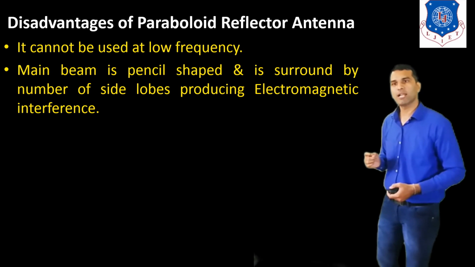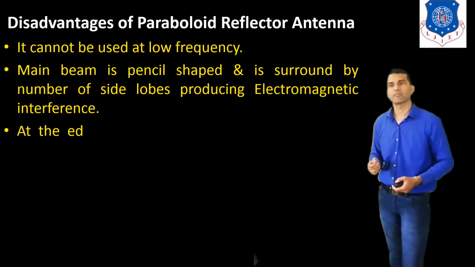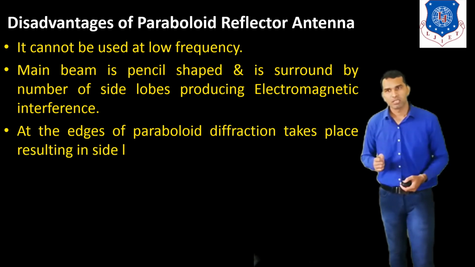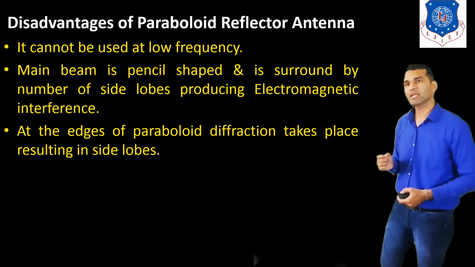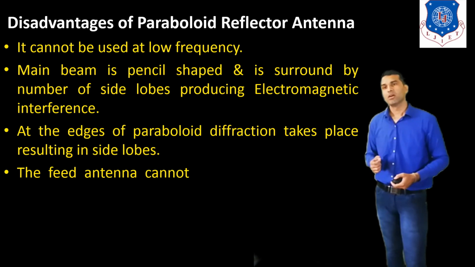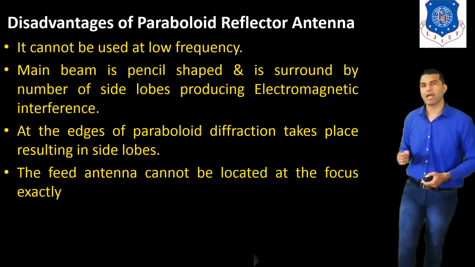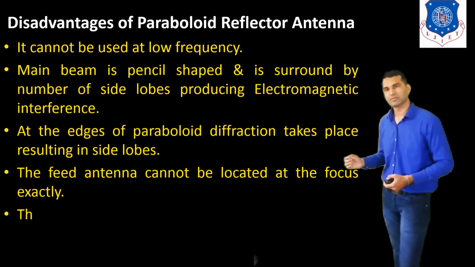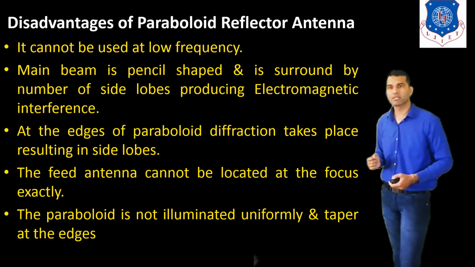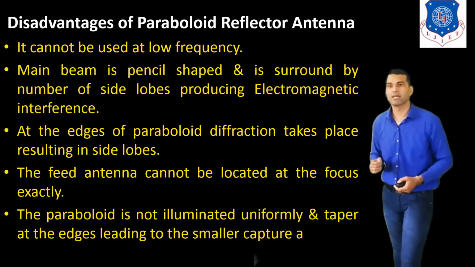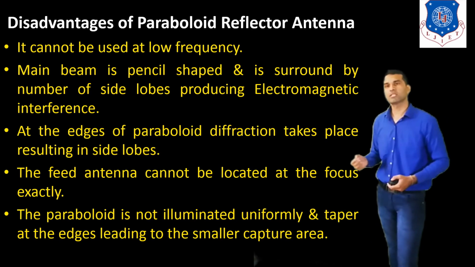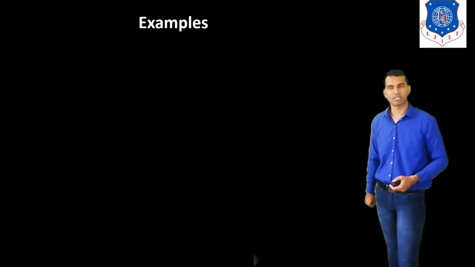lobes producing electromagnetic interference. The third disadvantage is at the edge of the paraboloid, diffraction takes place resulting in side lobes. So here the side lobe is also present. The feed antenna cannot be located at the focus exactly. The next disadvantage is the paraboloid is not illuminated uniformly and tapers at the edge, leading to a smaller capture area. So these are the disadvantages of the parabolic reflector.